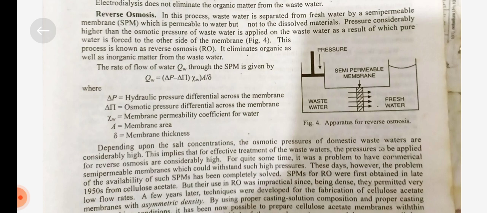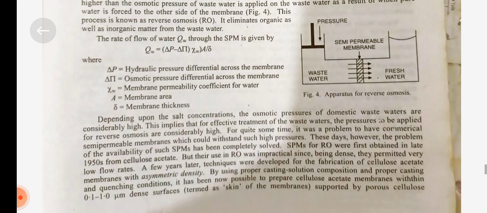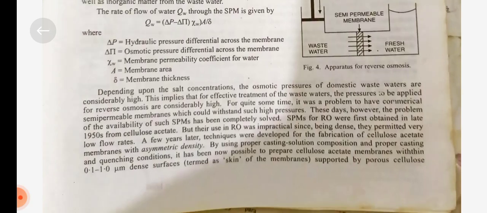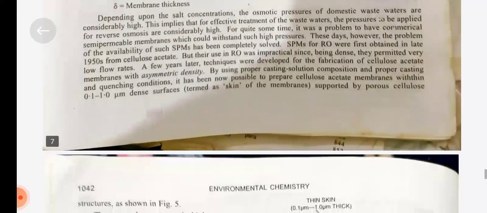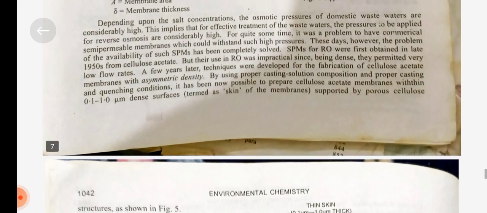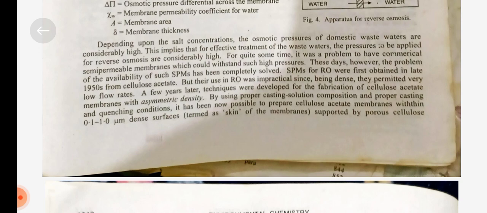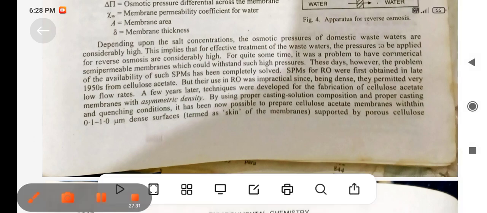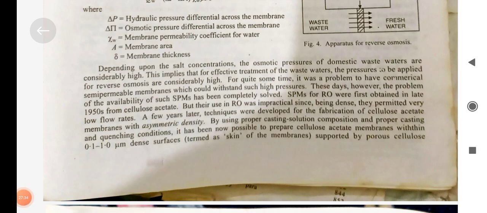The rate of flow of water through the semi-permeable membrane is given by Qw = (ΔP − Δπ) γw A / ρ. Depending upon the salt concentration, the osmotic pressures of domestic wastewater are considerably high. This implies that for effective treatment of wastewaters, the pressures to be applied for reverse osmosis are considerably high. For quite some time, it was a problem to have commercial semi-permeable membranes which could withstand such high pressures. These days, however, the problem of the availability of such SPMs has been completely solved.